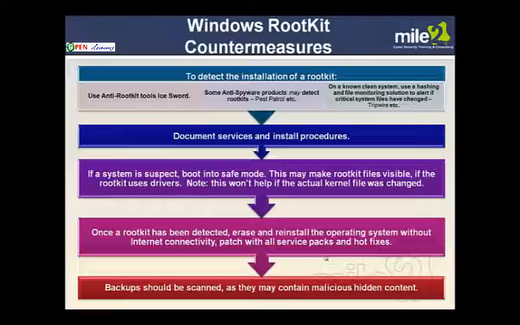Because the device drivers usually help cloak the rootkit files, safe mode deprives the system of those device drivers, therefore it's exposed. Now, if you do get a rootkit detected on your system, it would be best to just basically start over. Erase and reinstall the operating system without internet connectivity. Patch with all service packs and hotfixes is what's recommended. Basically, start fresh. If your rootkit got on your system, there's no telling what else is on your system malware-wise. Plus, you don't really know if you truly got the rootkit off the system.